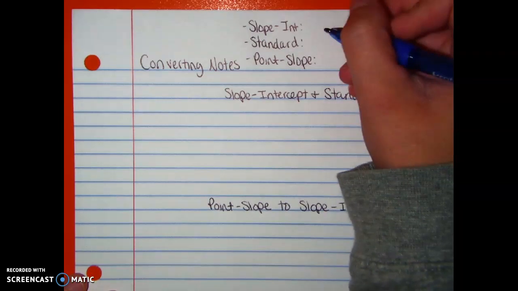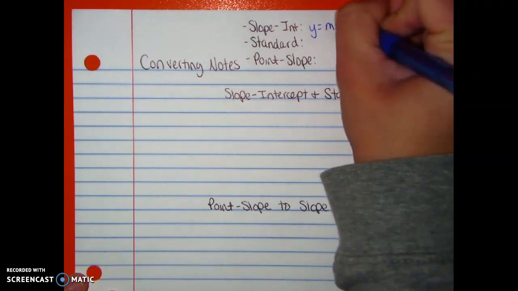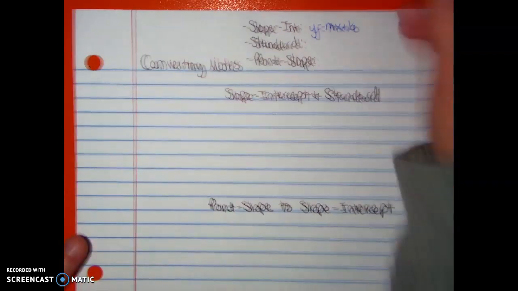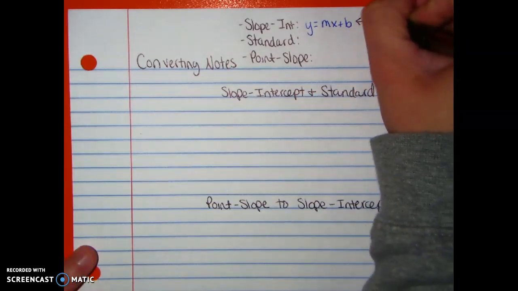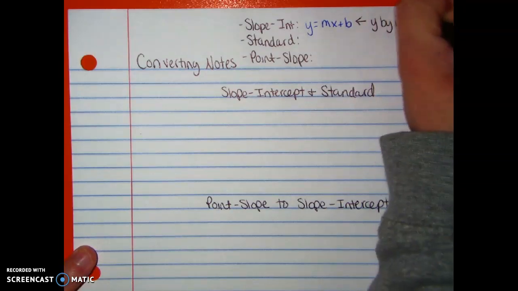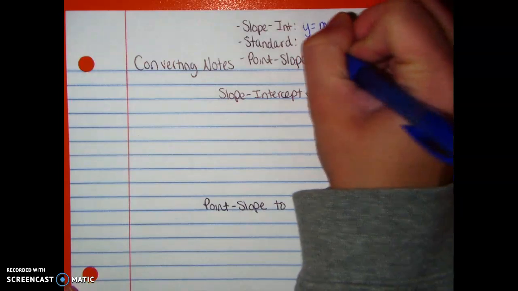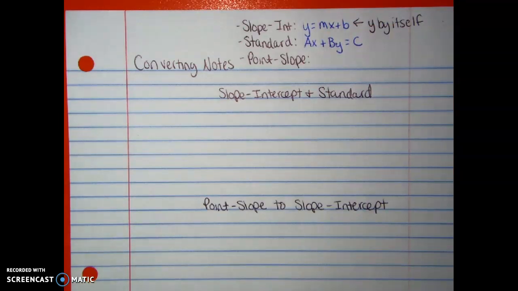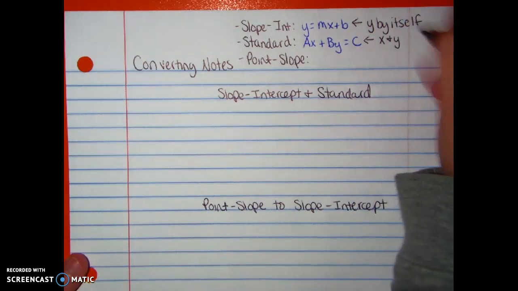So slope-intercept, all of you know that one. That one is y equals mx plus b. And the main goal on this one is to get y by itself. So on this one, y is by itself. Okay, and for standard, that is ax plus by equals c. And that is when you have x and y on the same side.